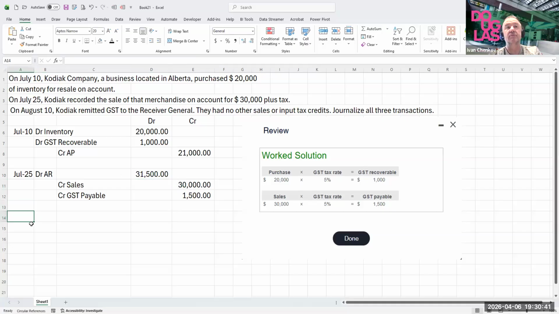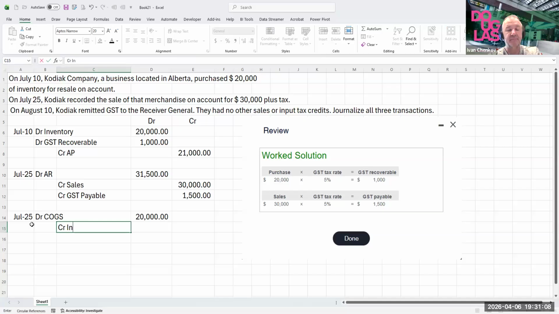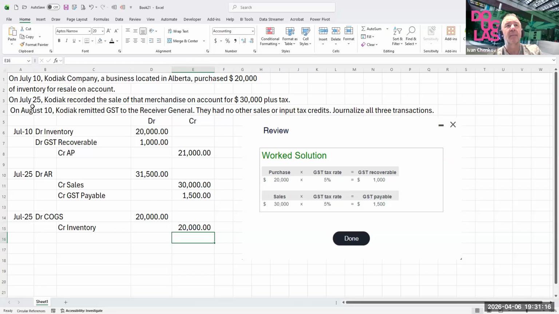Now, if the question required it, on July 25th you can do the write-off of the inventory, pretending that all the inventory is gone. That will be debit cost of goods sold $20,000, let's say we sold all the inventory, and then credit inventory $20,000, and the inventory is gone. But that's not the point of this question. The question is now on August 10, that's the interesting part.